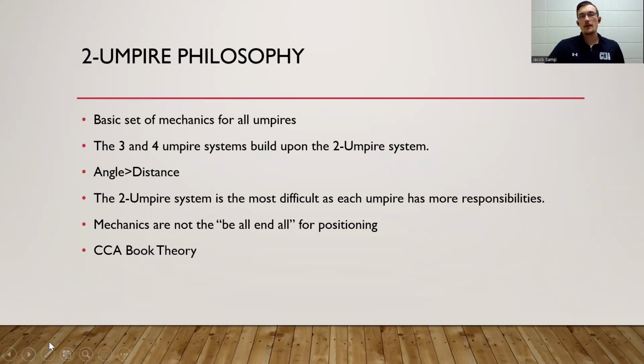As we've talked about in the prior videos, the philosophy of the umpire system is that it's the basic set of mechanics for all umpires. The 3 and 4 umpire system build upon the umpire system. And because the umpire system is the most difficult, as each umpire has more responsibility, angle over distance becomes paramount. These mechanics are not the be-all, end-all for positioning, but they lend a great guide for proper use of mechanics.